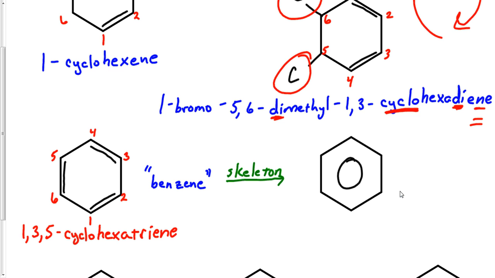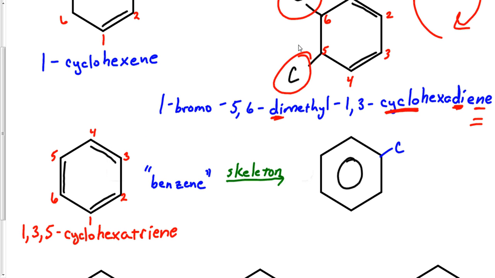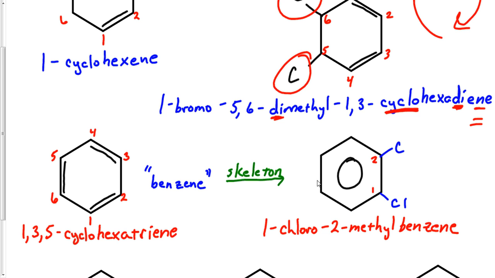Well, what would you do? Let's say, for example, you had this C, and I don't want to change my color pattern. Say you had a CH3 there and a Cl there. All I would do is I would call this 1, 2, and 3, 4, 5, 6. I would call it 1-chloro-2-methylbenzene. And see, if I didn't have this way of saying benzene, it would have been 2-methyl-1,3,5-cyclohexatriene. So this benzene really saves us a little time.